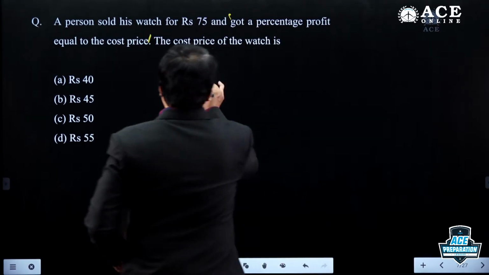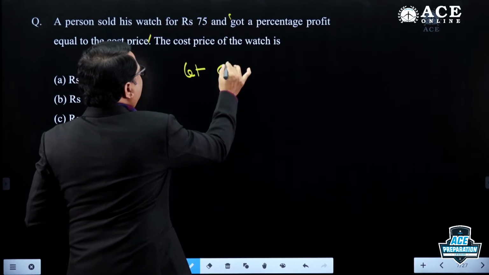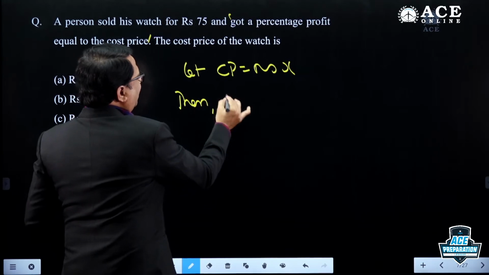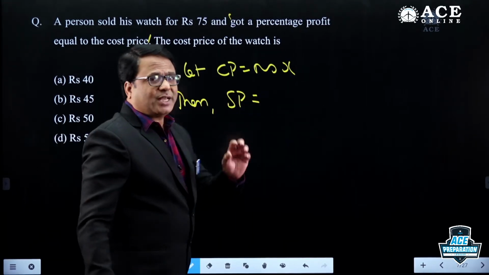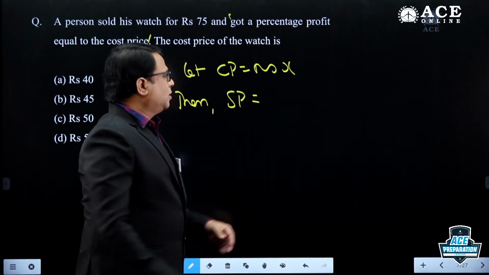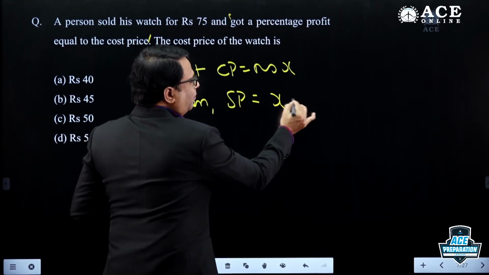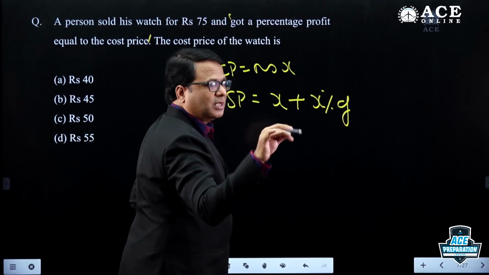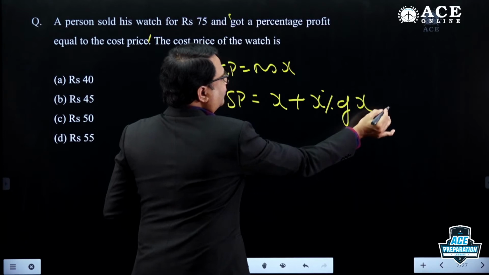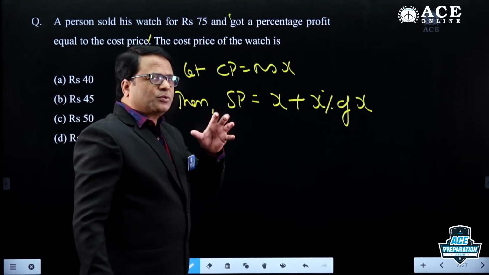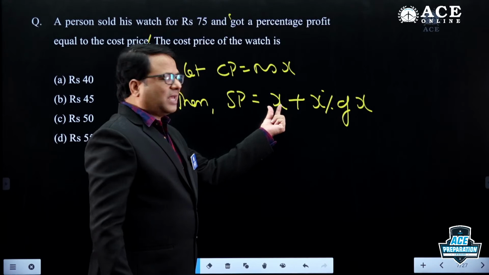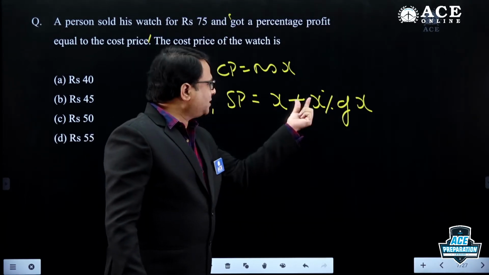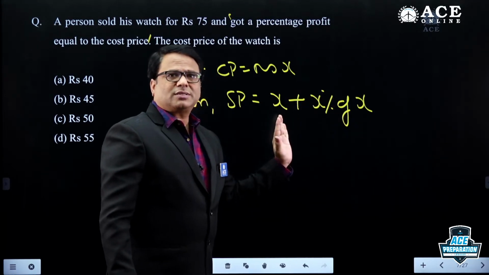So I write, let cost price equal to rupees X, then selling price. We know selling price is cost price plus profit. So cost price is X plus profit. Profit is X% of cost price, and cost price is X. So selling price is cost price plus profit: cost price is X, profit is X% of cost price, that means X% of X. So this is selling price.